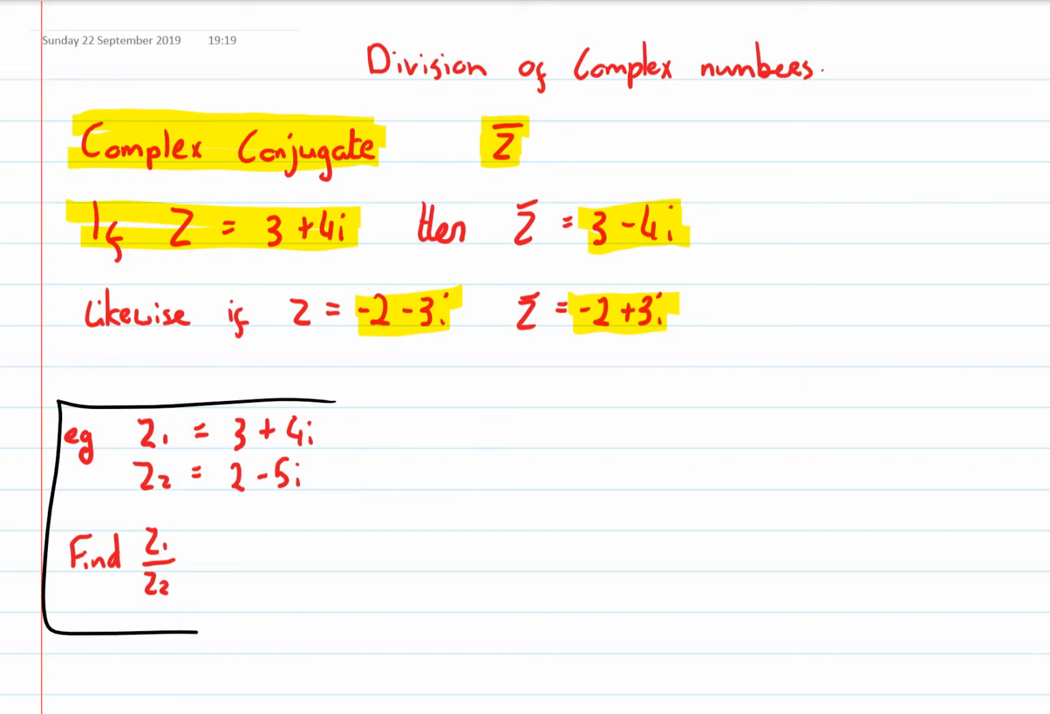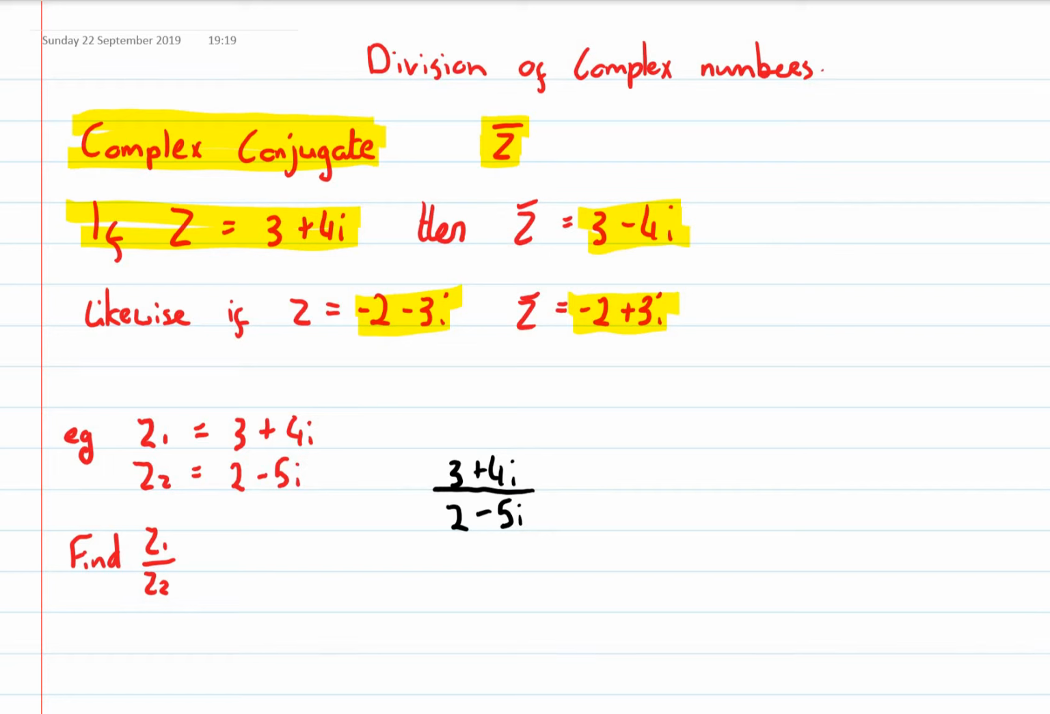Okay, here's our question. Here it is. z1 is 3 plus 4i, z2 is 2 minus 5i. Find z1 divided by z2. Okay, here's how we approach it. z1 is 3 plus 4i, z2 is 2 minus 5i.